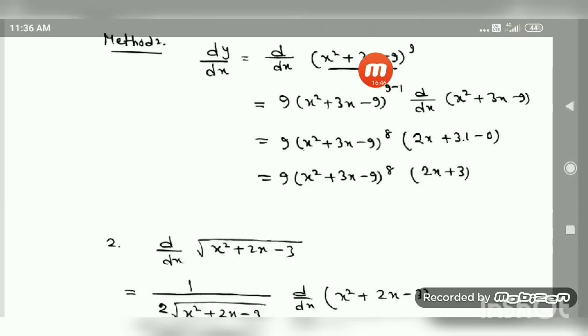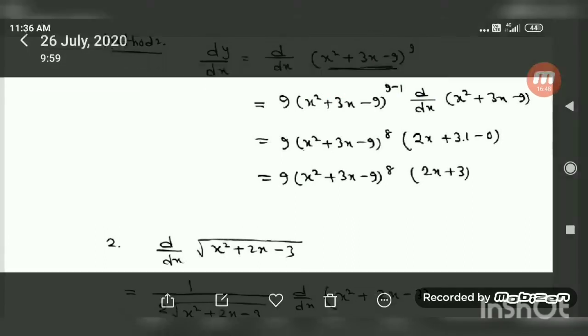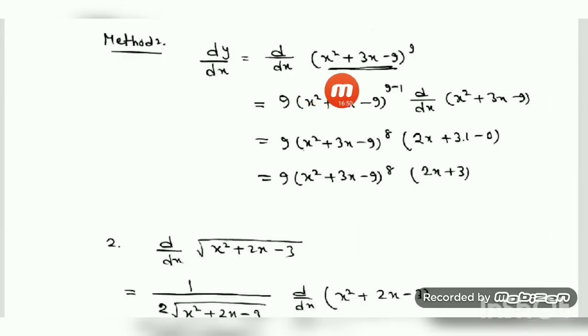So I have thought this portion as x. It becomes x to the power 9. What is the formula of x to the power 9? 9 into x to the power 9 minus 1. That means 9 into x to the power this. But you think it as x, don't write it as x. So 9 into this portion to the power 9 minus 1. And take the derivative of that portion which you have thought of as x.